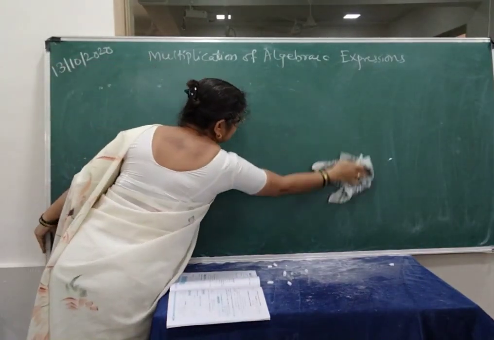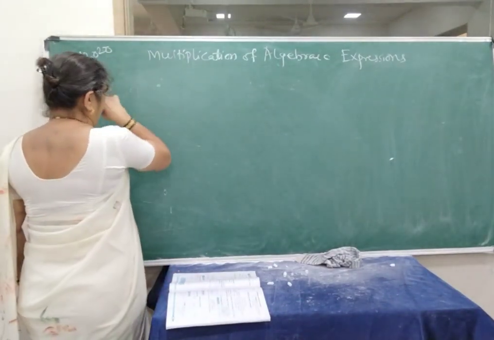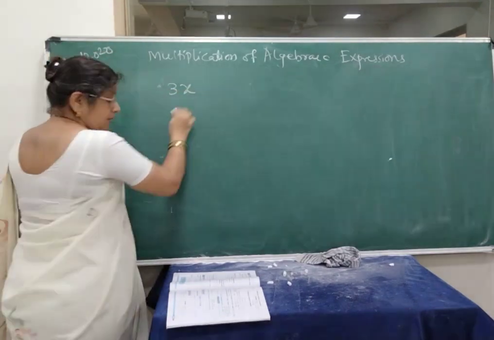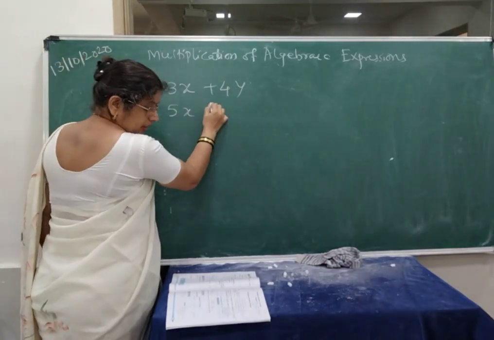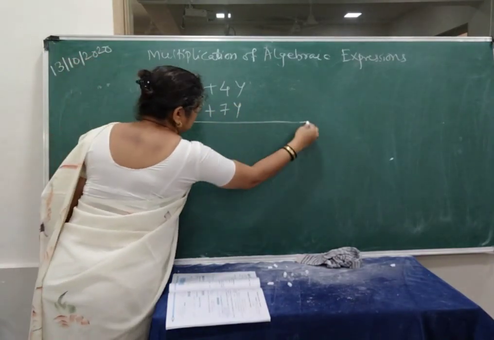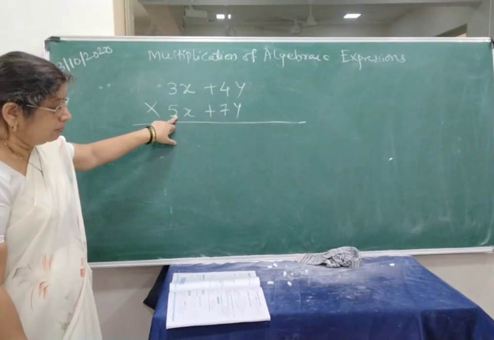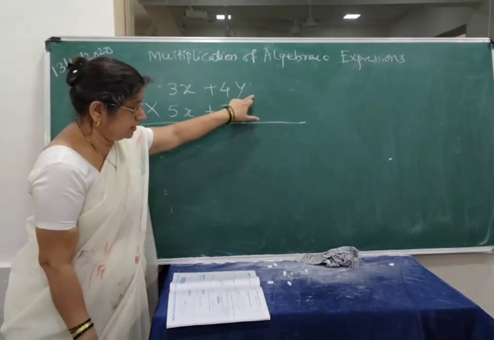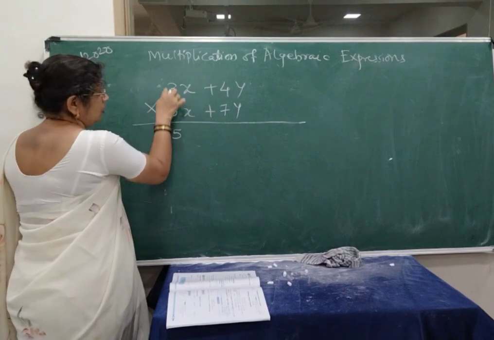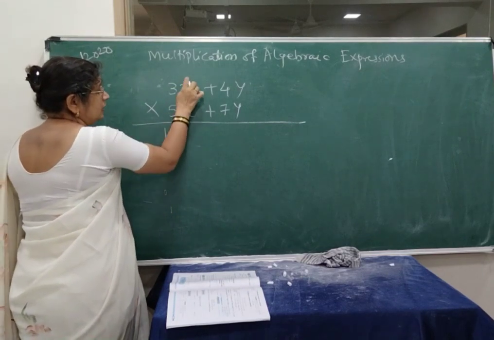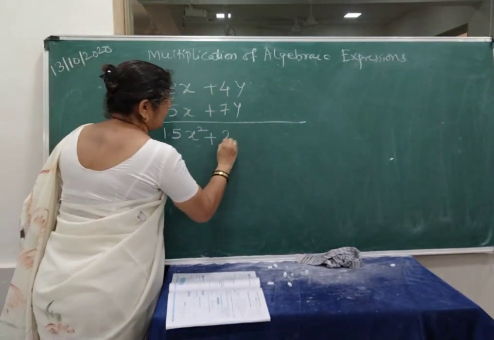Now the next topic is multiplying a binomial by a binomial. For example, 3x plus 4y into 5x plus 7y. When you multiply like this, first we will multiply by 5x. Multiplying 5x with this, what will I write? 5 3s are 15, coefficient multiplication I have done. x into x is x square. Plus 5 4s are 20.